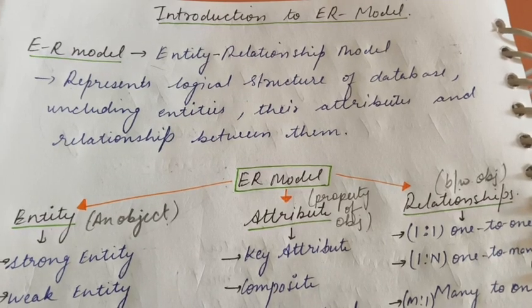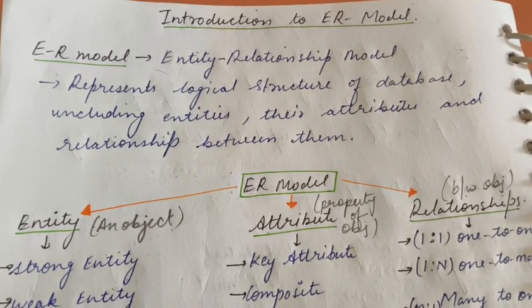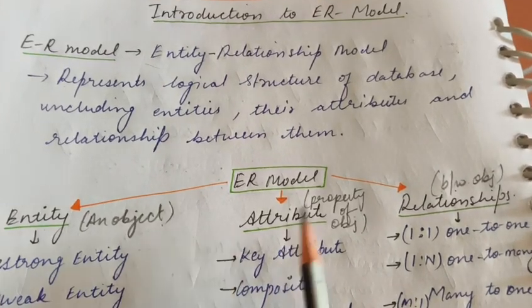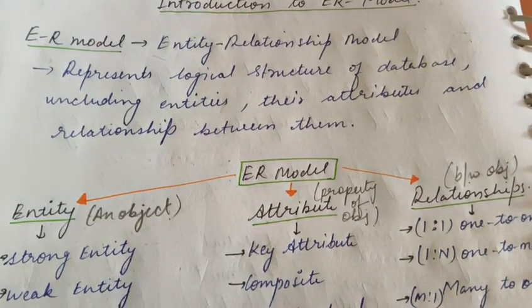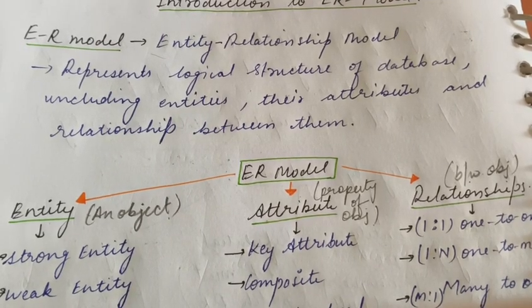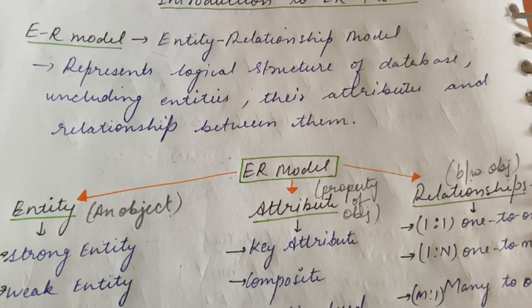So today we are discussing Introduction to ER Model. So the ER relationship model is a conceptual model for designing a database. This model represents the logical structure of the database, including entities, their attributes, and relationship between them.